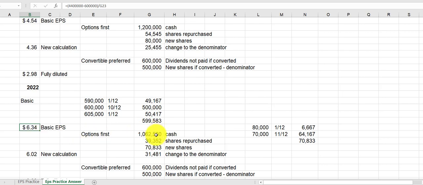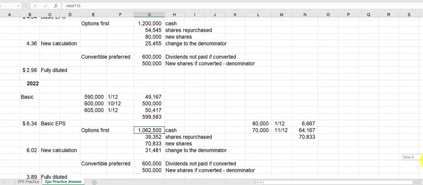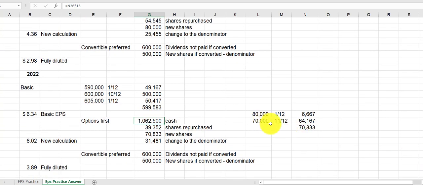Now, in the options, first of all, because some of the options are exercised, we don't have all 80,000 for the whole year. We have 80,000 for 1/12 of the year, and we have 70,000 options for 11/12. So the number of options we need to deal with is 80 times 1/12, 70 times 11/12, added together, 70,833. And so the exercise price stays the same. It's still the 70,833 times 15.